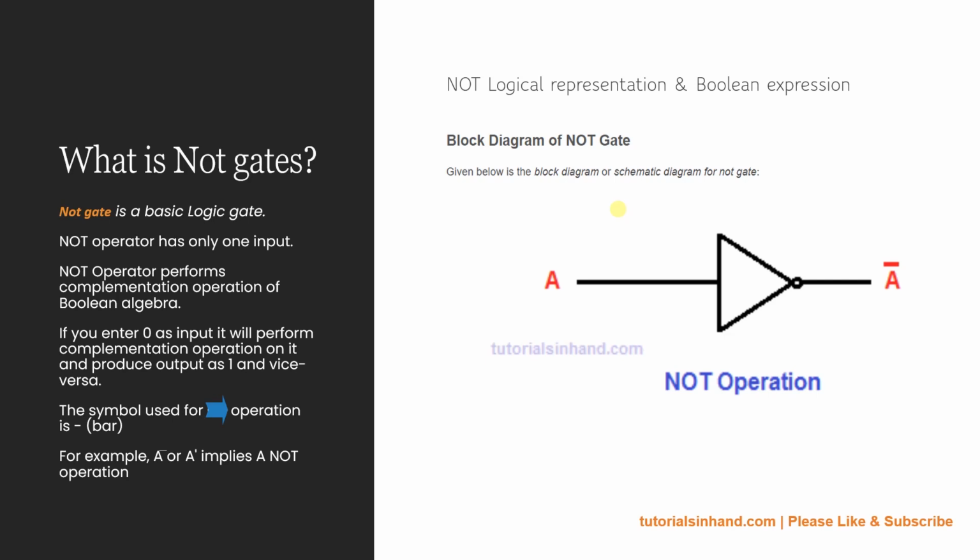So NOT gate is a basic logic gate. As we have explained earlier in the previous video tutorial, we have three kinds of logic gates. One is basic, then we have universal, and then we have exclusive logic gate. So NOT gate is a part of basic logic gate, and when we apply NOT gate, it performs the complement operation. Complement operation means if you pass 0 as input to the NOT gate, then it will complement it to 1. That means 0 will turn out to be 1 as the output.